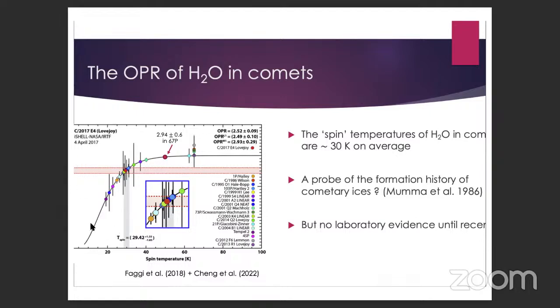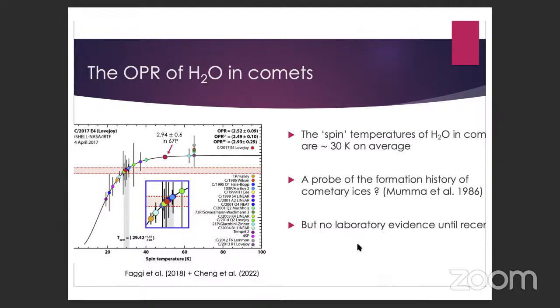But all these data points here are for different comets, about 20 comets. And you see that on average, the ortho to para ratio is 2.5. Believe me, it's here. And the spin temperature is about 30 K. And this 30 K was attributed to the temperature in the solar system at the epoch of the formation of comets. The problem is that there has been no laboratory evidence for these results, that the ortho para ratio is conserved, and that you keep a memory of the formation temperature.